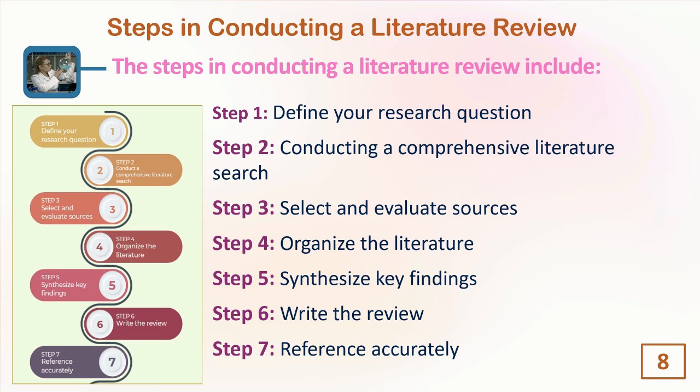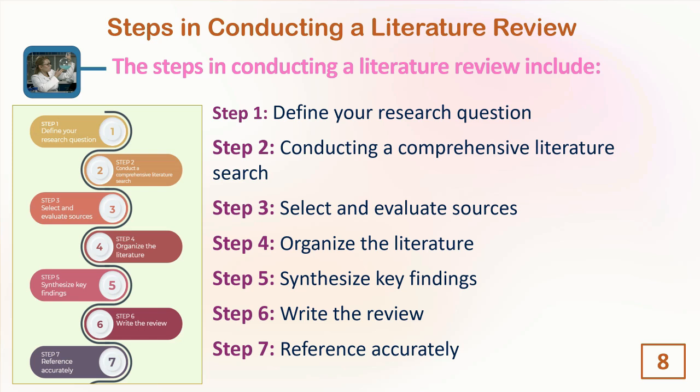The fourth step is to organize the literature. This step involves categorizing and arranging selected sources into logical themes or topics. Literature can be organized chronologically, thematically, methodologically, or conceptually, depending on the research purpose. A very important tool in organizing the literature is the key findings matrix, which is usually created in Microsoft Excel.